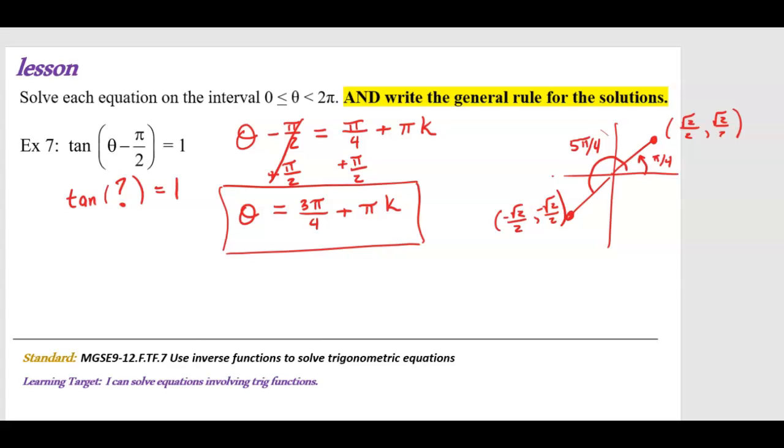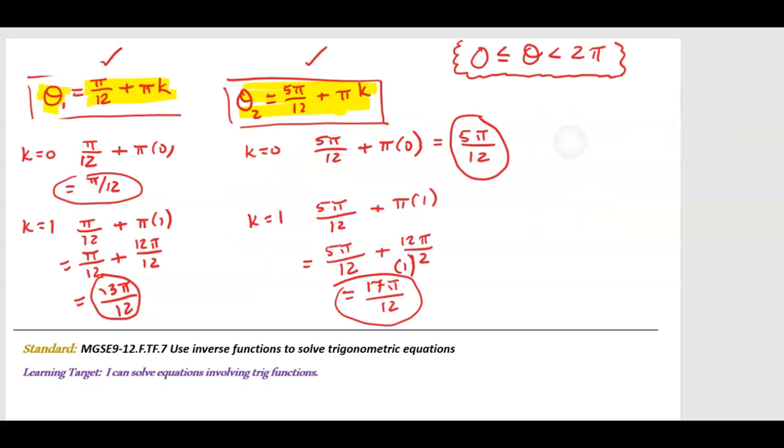Now, since that's the only general rule, all I have to do is plug in numbers for k. So let's plug in k equals 0 to find our first actual solution. That gives me 3 pi over 4 plus pi times 0, which is just 3 pi over 4. Okay. So using the general rule, 3 pi over 4, if you plug 3 pi over 4 into this equation, it will be a true statement. Let's plug in k equals 1. So I have 3 pi over 4 plus pi times 1.